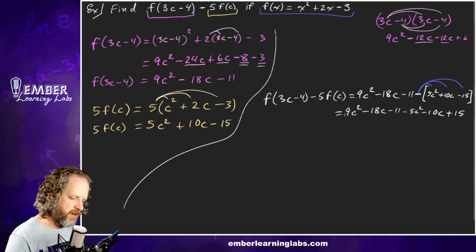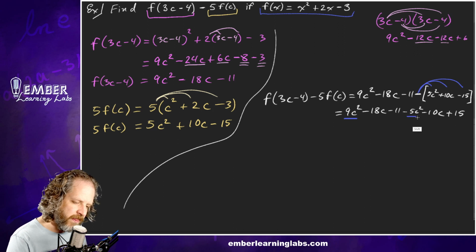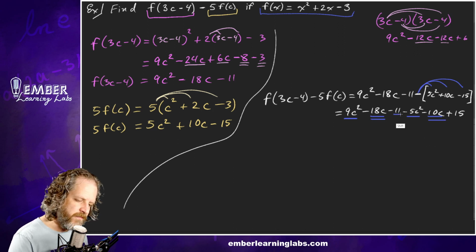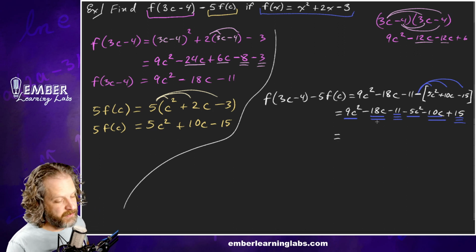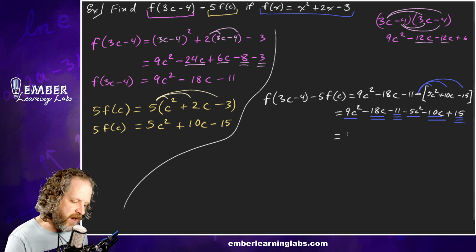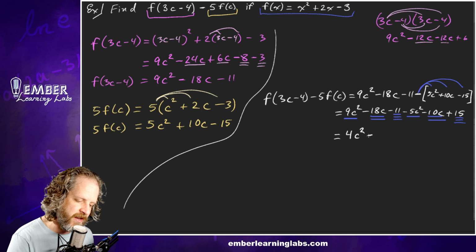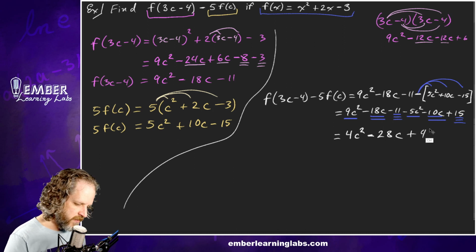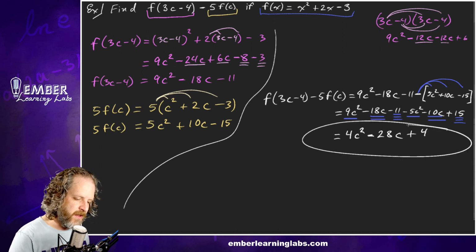Do I have like terms? Sure do. So this one and this one, and these ones, and finally this one. So 9c squared, but 9c squared minus 5c squared is 4c squared. Negative 18c minus 10c is negative 28c. And then negative 11 plus 15 is plus 4. So there, better make that 4 a proper 4. There we go. Okay, a couple more things, and then we're through.